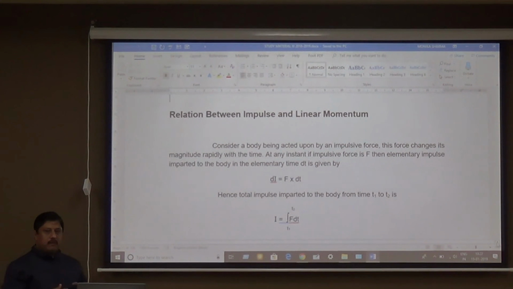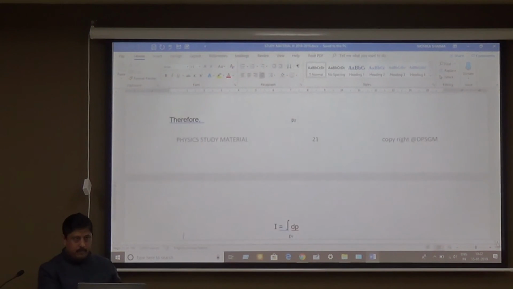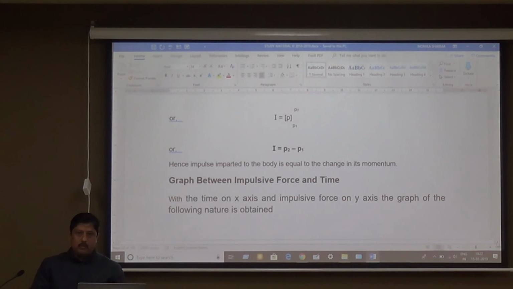Impulse and momentum have a relation. The formula of impulse is dI = F dt, and I is equal to the integral from t1 to t2 of F dt. If you integrate this, you find impulse is equal to change in momentum. This is also called the impulse-momentum theorem. Whatever impulse is applied on the body is equal to the change in linear momentum of the body. We will discuss more examples about this in the next one. Therefore, you can see the derivation: I is equal to P2 minus P1.